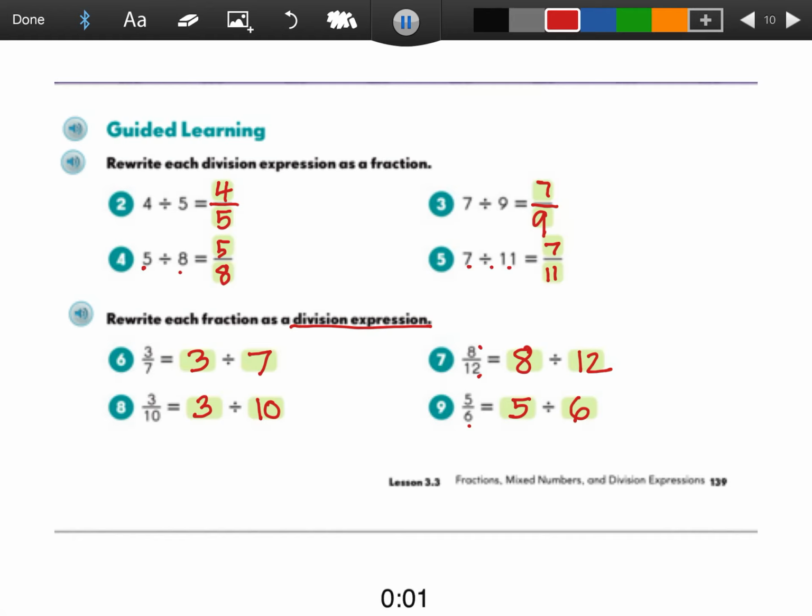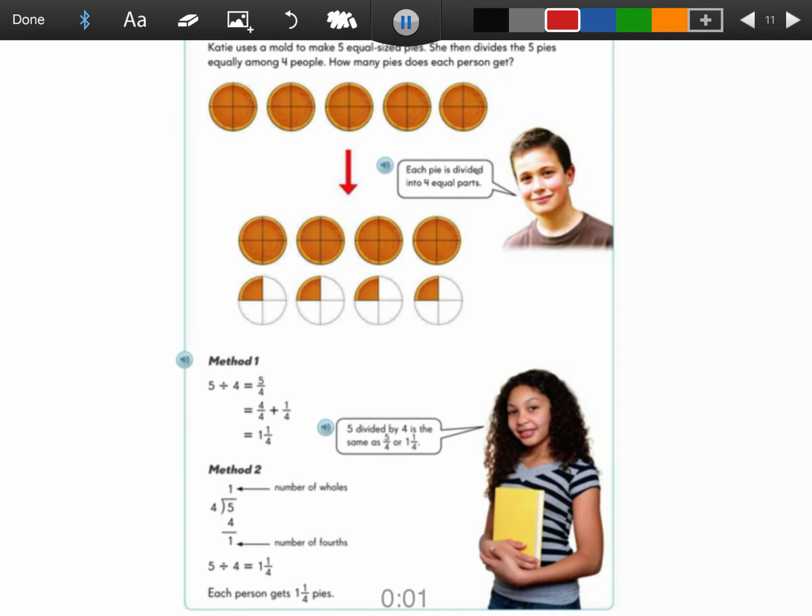Make sure that you write these answers in your graph paper notebook. This is Guided Learning 3.3. So at the top of your page, make sure that you've written Guided Learning 3.3 and you've underlined it because that'll make it nice and neat.